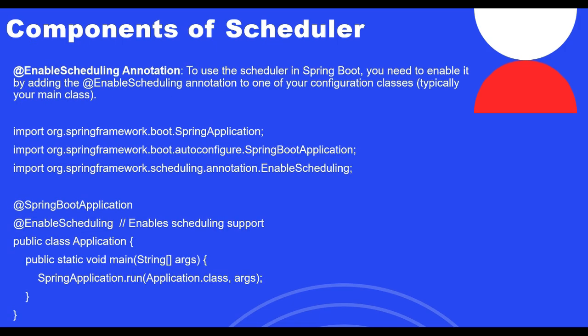As we already discussed, the very first thing we have to do when you create a project is add an annotation, that is @EnableScheduling. This will make Spring Boot aware that this is a configuration which has to be enabled, and typically it has to be added at the main class, where you have the Spring Boot main method. Along with @SpringBootApplication, you have to add this @EnableScheduling. This will enable scheduling in your application.